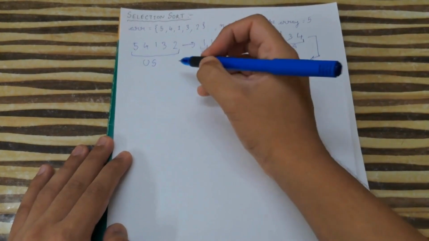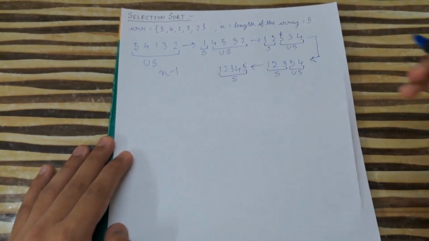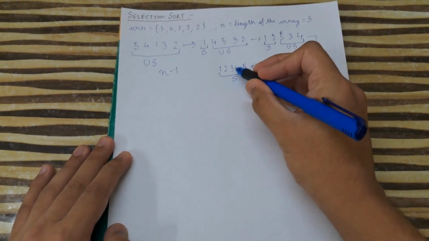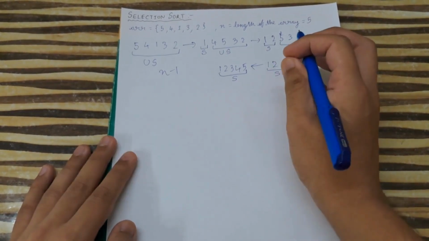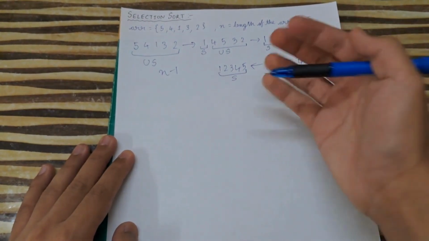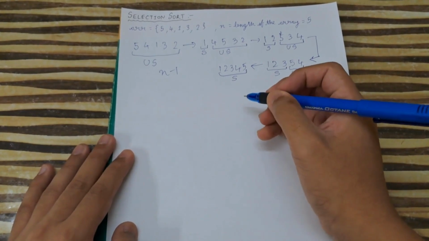We only have to run this for loop n-1 times, as you can see that when 1, 2, 3, 4 came in the correct position, 5 automatically came in the correct position. So we can just remove the unnecessary things to make it more time efficient.